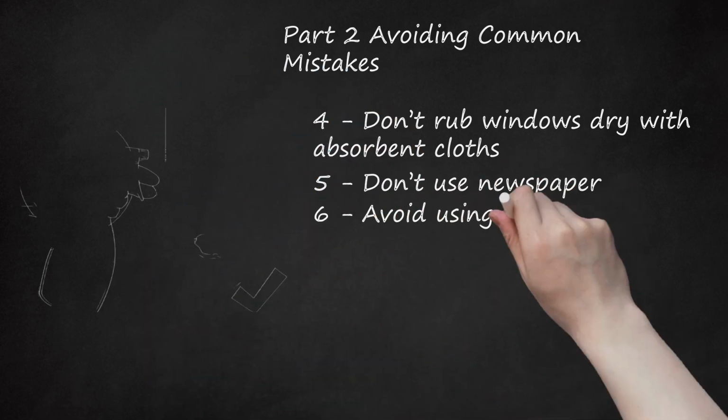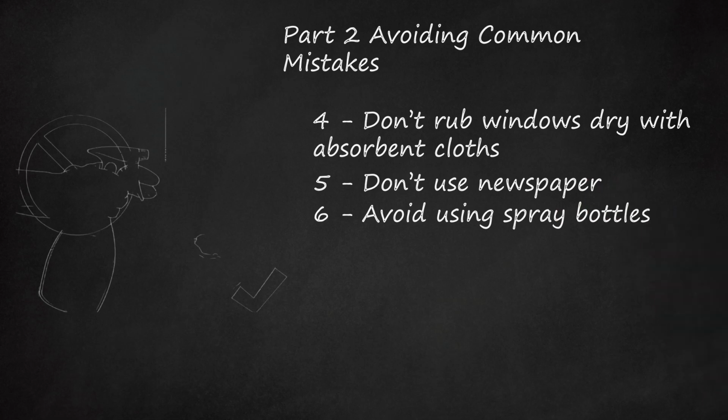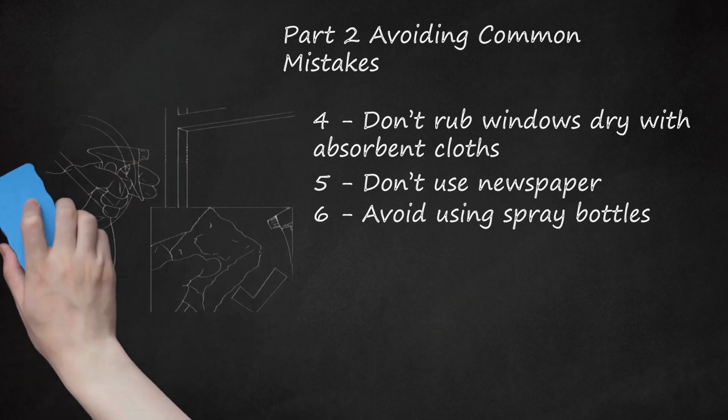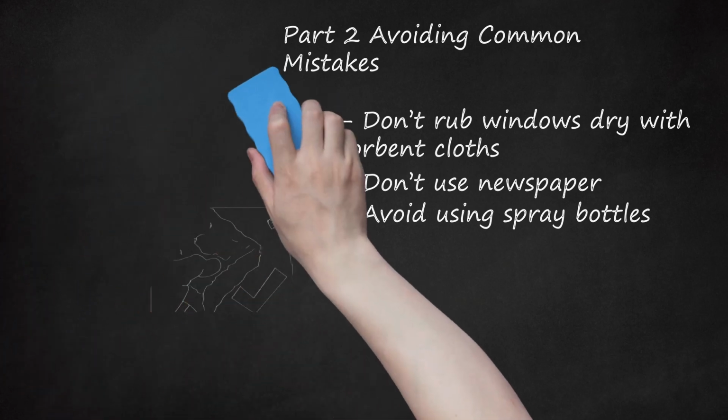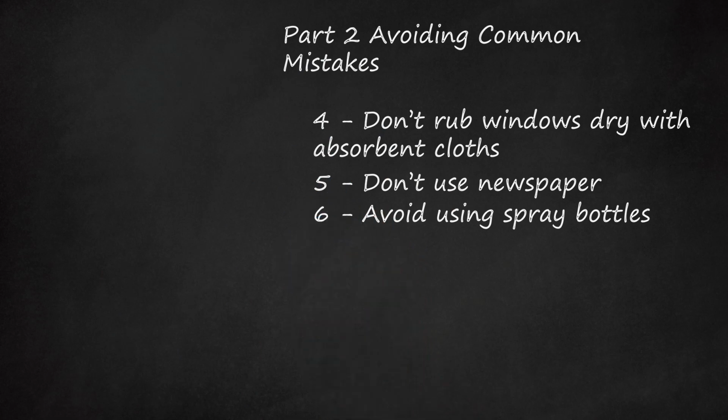6. Avoid using spray bottles. Spray bottles deposit an inconsistent amount of cleaning solution on the windows, and there's no guarantee that you'll actually clean every inch of the glass. Glass that's cleaned unevenly is likely to streak. It's much better to apply cleaning solution with a sponge or cloth that's soaked in your cleaner, because this way you can apply an even layer of cleaner to the entire surface.